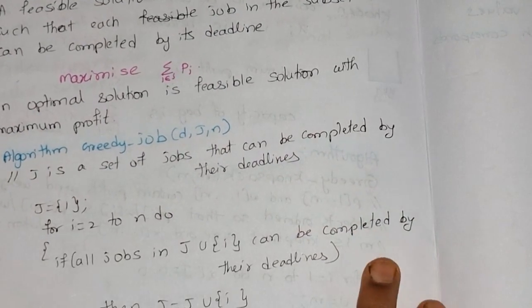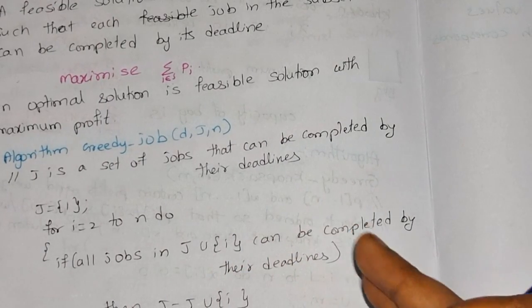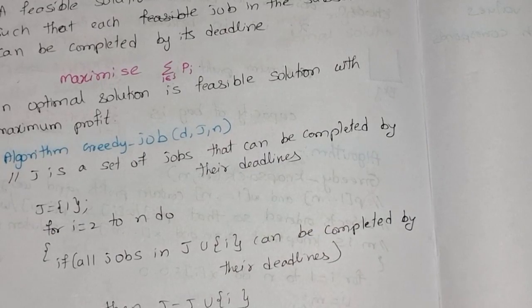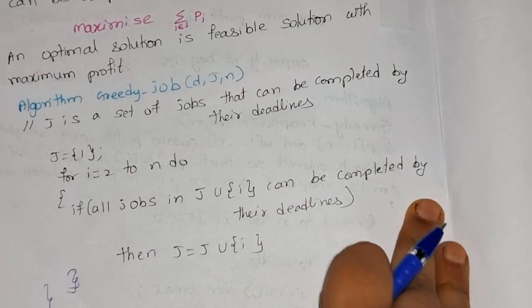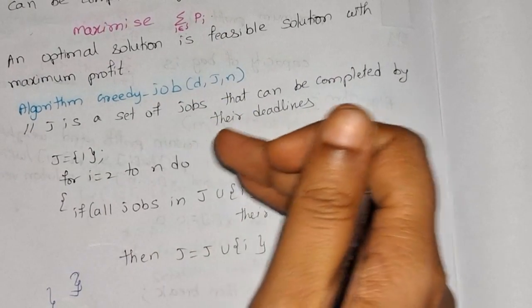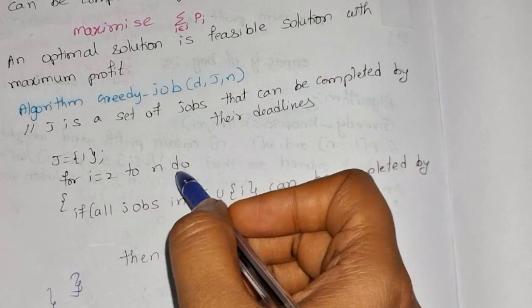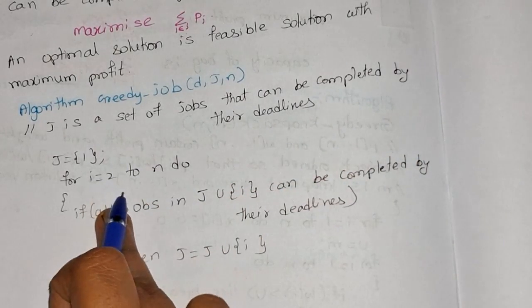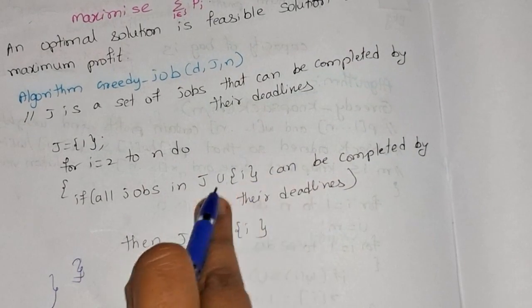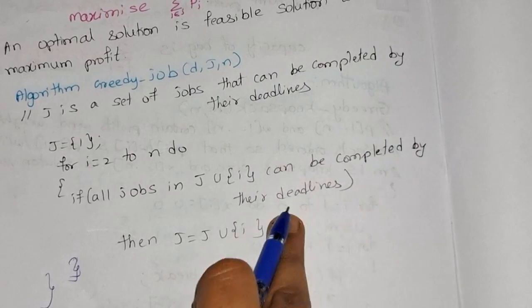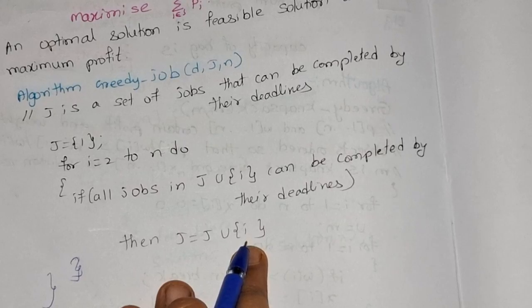So here is given the greedy algorithm for job sequencing with deadlines. J is the set of jobs that can be completed by their deadlines, and J equals 1. For i equals 2 to n do: if all the jobs in the list can be completed within their deadlines, then add the job to the already finished job list.